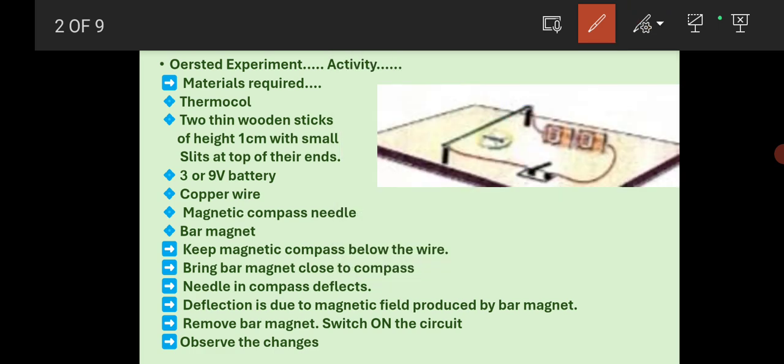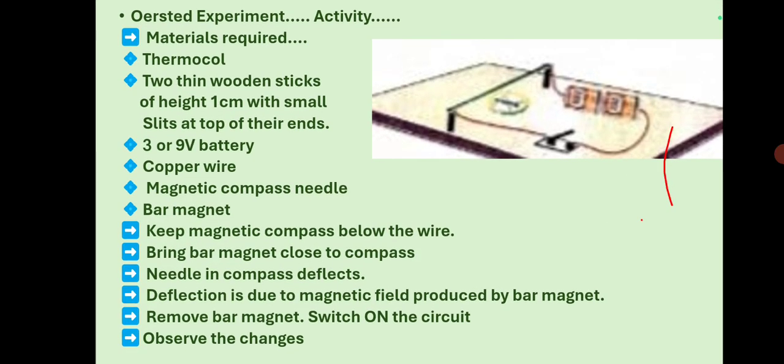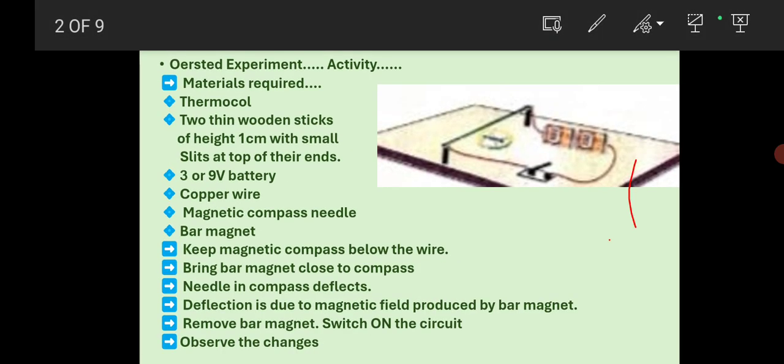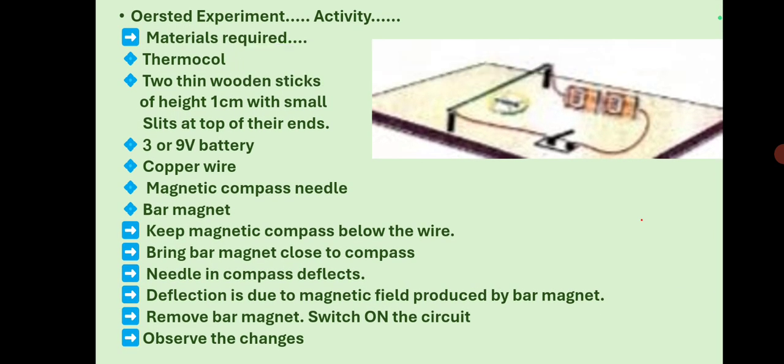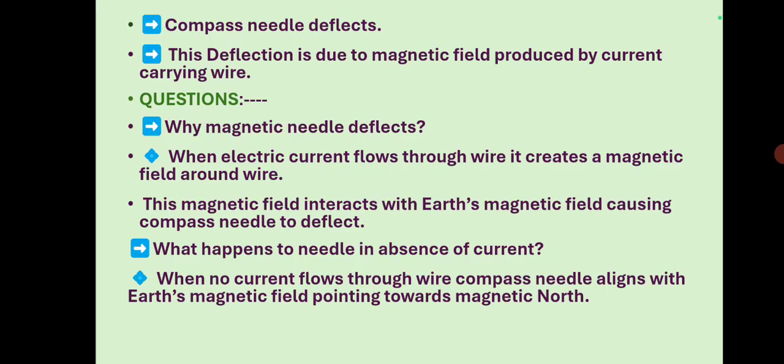Right? So from this, Oersted proved that the flow of current produces a magnetic field. Okay? The flow of current produces a magnetic field. Now next, let us go for some questions. Okay? So why does the magnetic needle deflect?